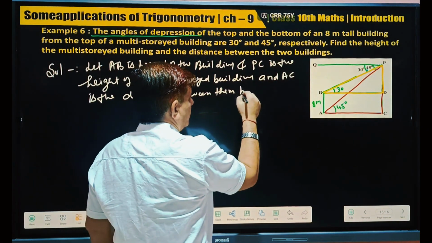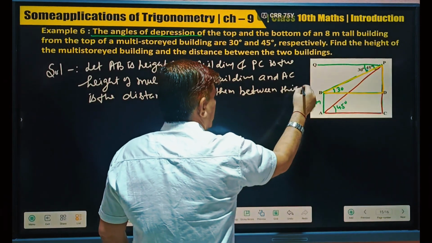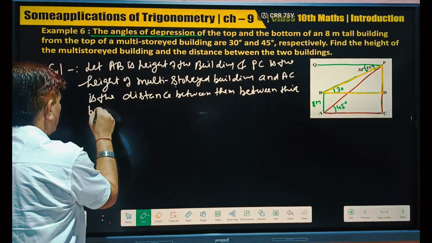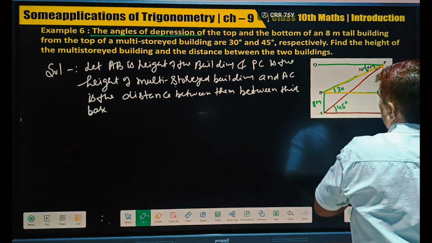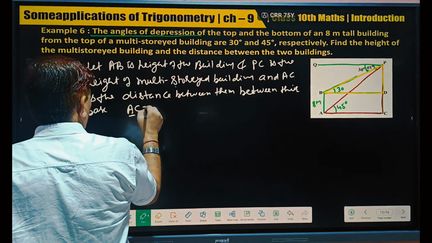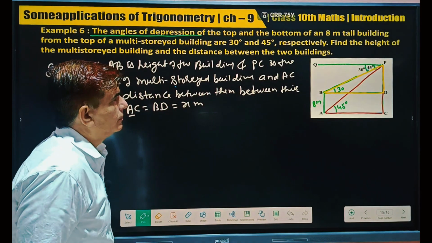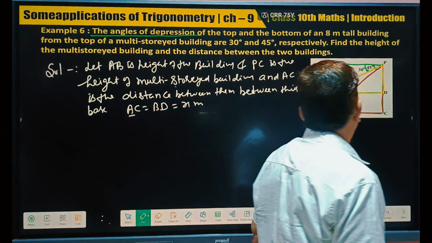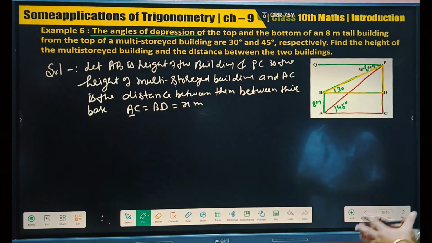Between their foot, between their base, we can say. So look, AC equal to BD. Here AC equal to BD. We can say this is X meter. So what do we have to find out? The distance between the two buildings and the height of the multi-storied building.